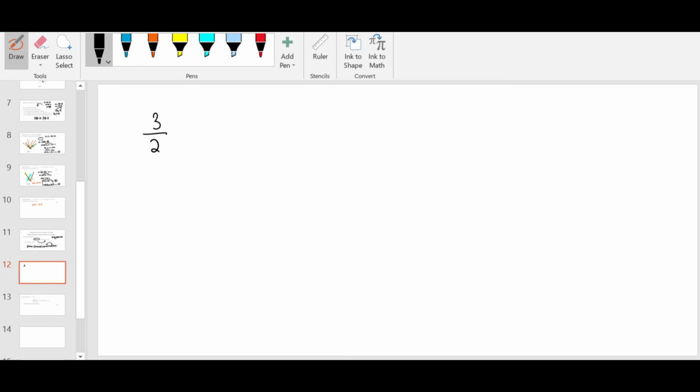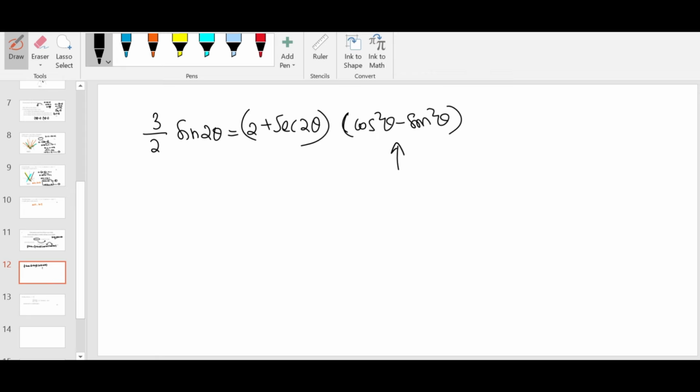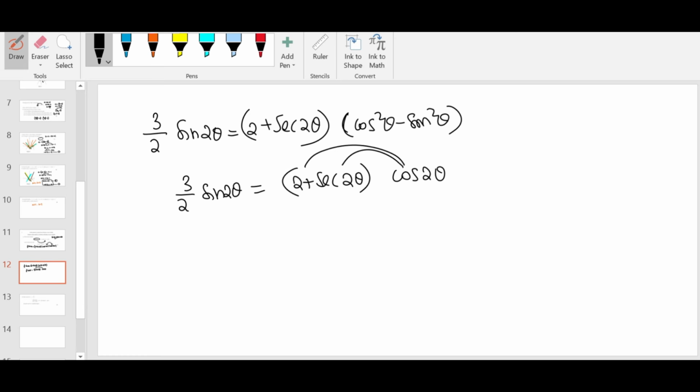3 over 2 sine 2 theta is equal to 2 plus secant 2 theta times cos square theta minus sine square theta. We know cos square minus sine square is cos 2 theta. So it's 3 over 2 sine 2 theta is equal to 2 plus secant 2 theta times cos square minus sine square, which is cos 2 theta. Take cos 2 theta and multiply these two. You'll get 3 over 2 sine 2 theta is equal to 2 cos 2 theta.